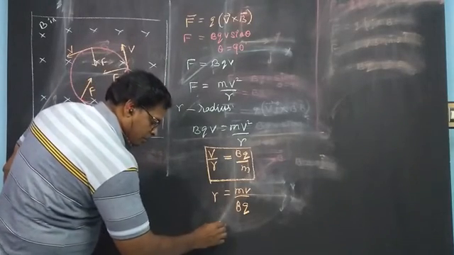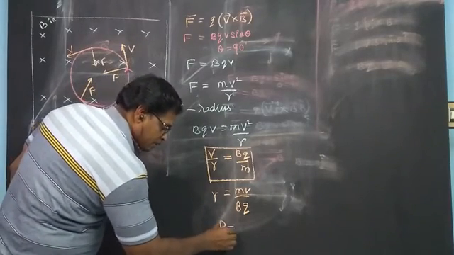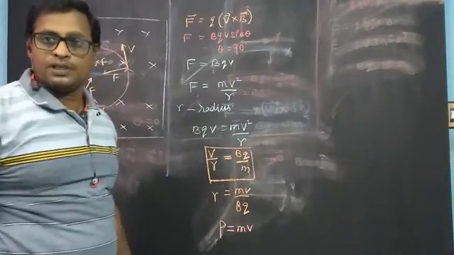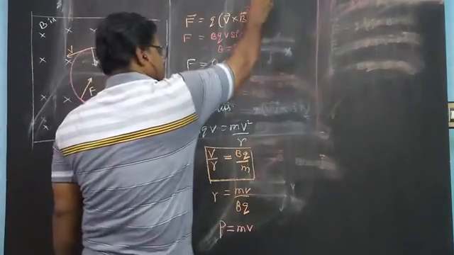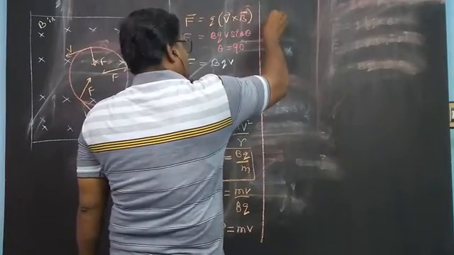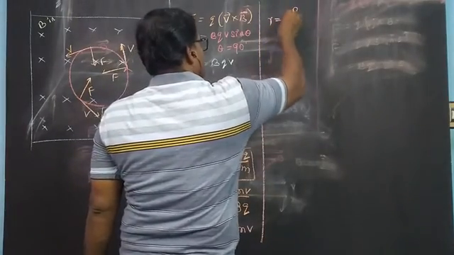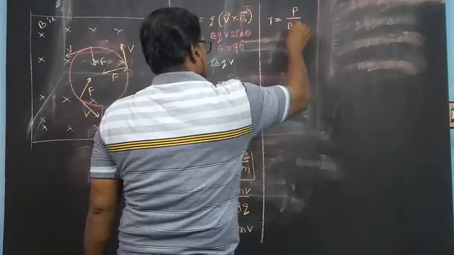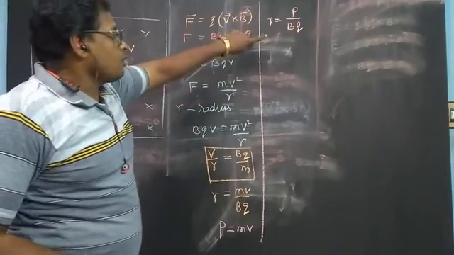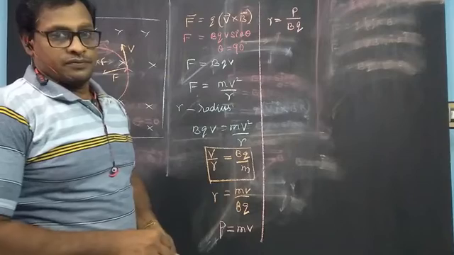You know the value of momentum: p is equal to mass into velocity. So r is equal to p by bq. This is how we have related it to momentum.